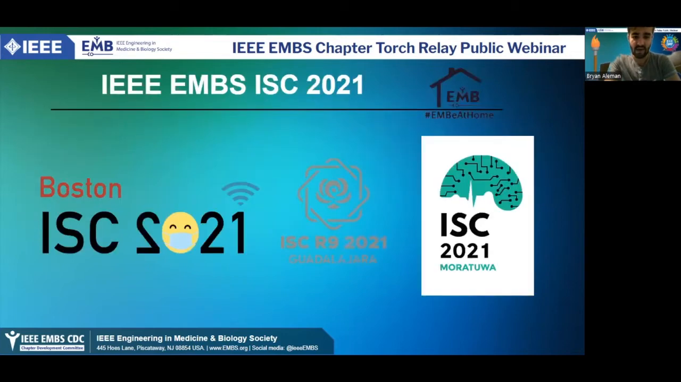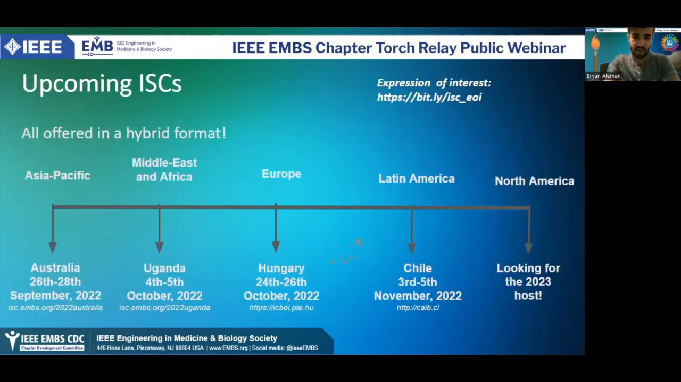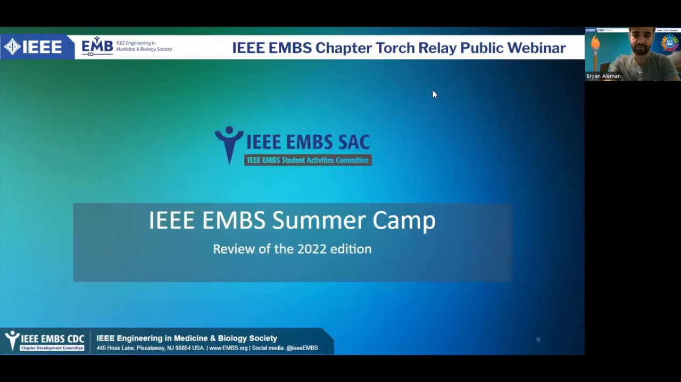The past year, we had these 3 editions in Boston, Guadalajara, and Moratuwa. And the upcoming ISCs will be in these locations: Australia, Uganda, Hungary, and Chile. You'll also be able to see the link here on the upper side to express your interest in hosting one of these conferences. And now we're going to talk a little bit about the summer camp that we just did.